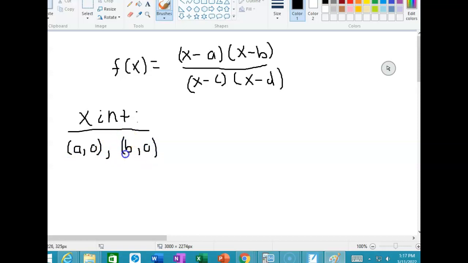So those come from the top, and then you gotta be able to say, all right, well, what about the vertical asymptotes? There's one vertical asymptote at x equals c, and then there's gonna be another vertical asymptote at x equals d. And then what about the horizontal asymptote?